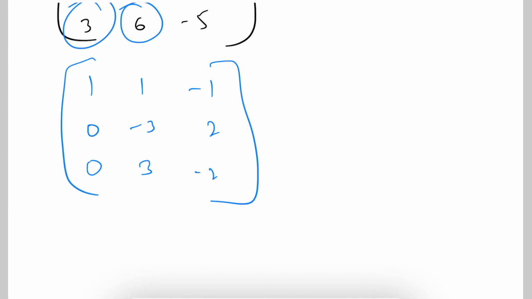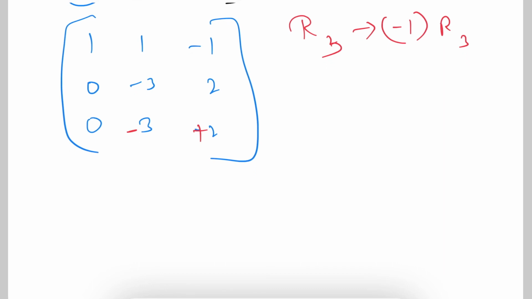Now if you observe this second row and third row, both are the same except the sign is different. For more clarity, I will multiply row 3 with a negative sign. This plus will become minus, this minus will become plus. Now if you observe row 2 and row 3, both are the same. So here also we can say that it is rank 2 only.